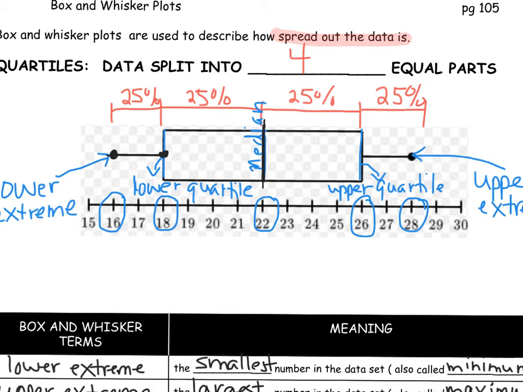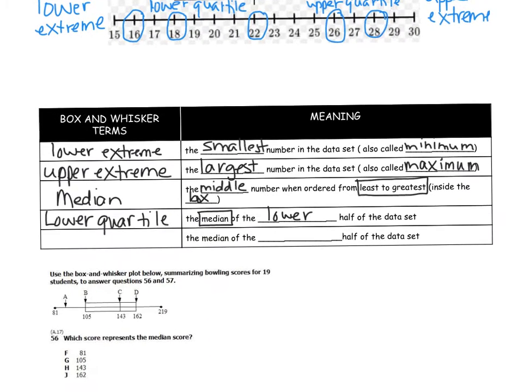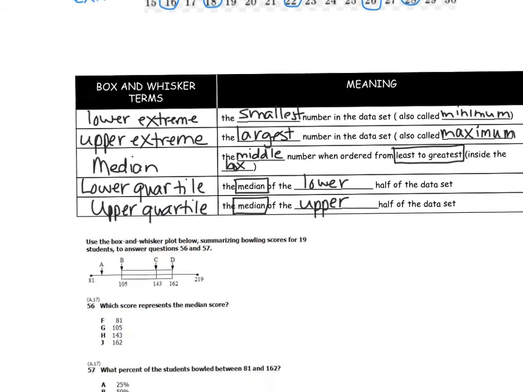And then you would do the same thing for the upper quartile, because the upper quartile is the median of the upper half of the data. So everything from the median all the way to the end, the upper extreme, the highest number. So basically, when we're doing box and whisker plots, we're finding the median 3 times, the smallest number and the largest number. So let's go and answer some questions down at the bottom.